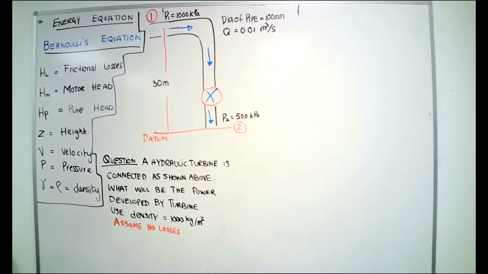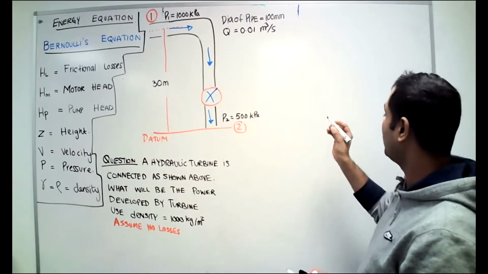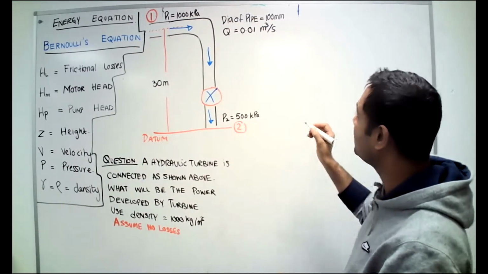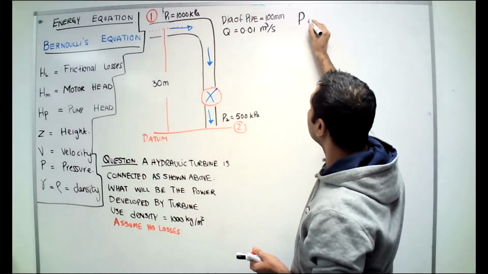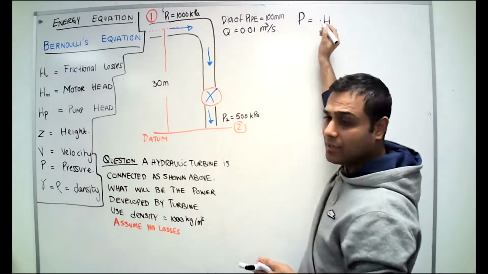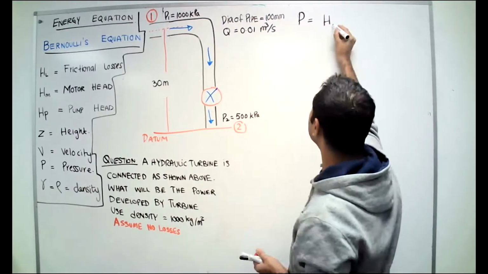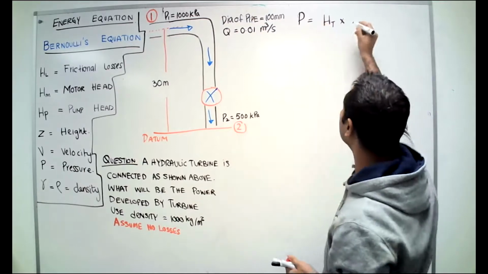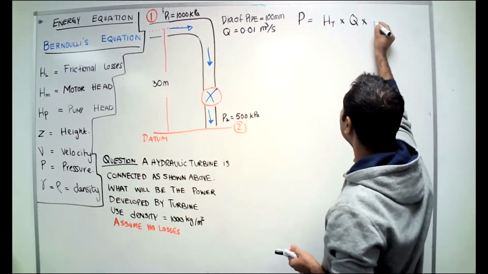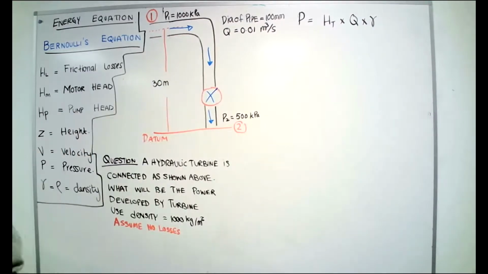Now there is one new formula for the power, which we are going to be using. It's P equals HT, the turbine head, multiplied by the flow rate, multiplied by the relative density. So we got that bit.